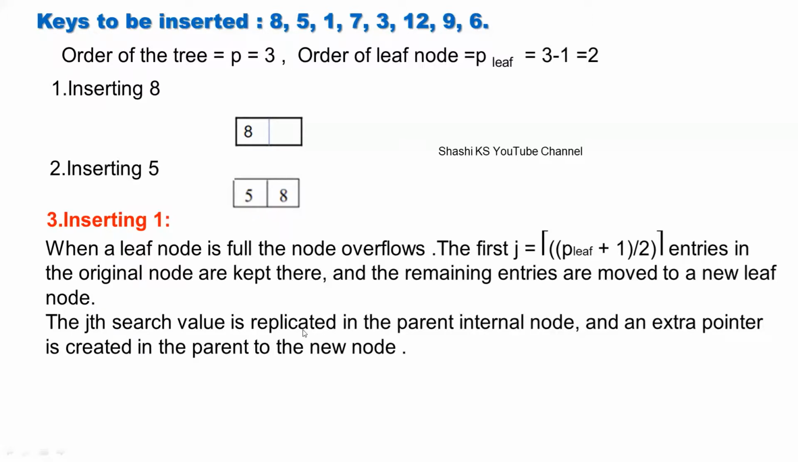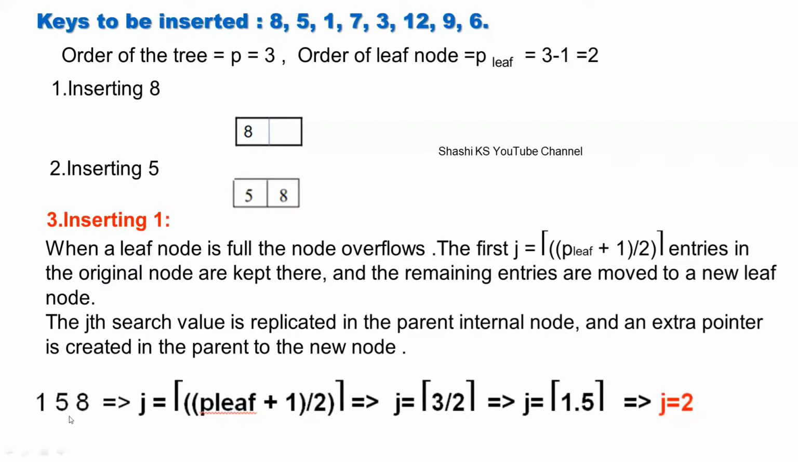Okay, so when you try to insert 1, as I told you, you first insert 1 and keep it in sorted ascending order. That means 1, 5 and 8. When you find the value of J, you get 2.